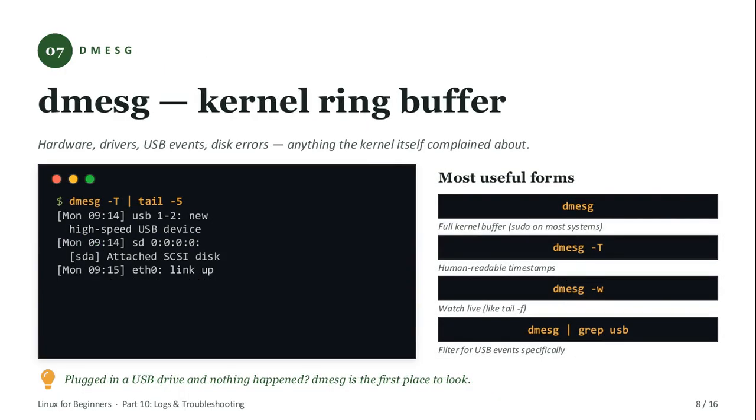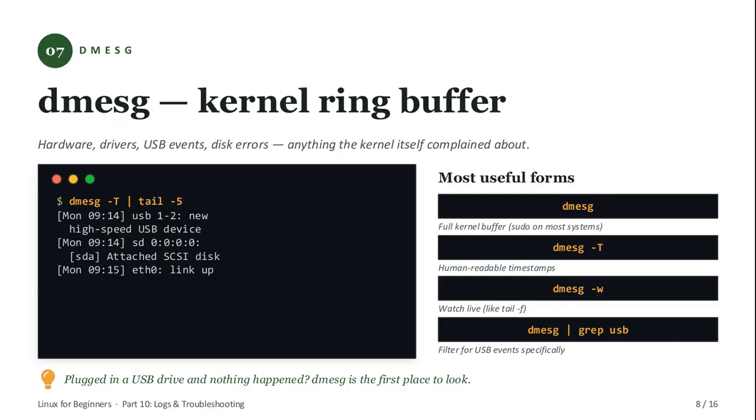Now, journalctl and the system logs cover most of what user space does, but the kernel keeps its own running commentary in something called the ring buffer. And that's what dmesg shows you. Think hardware events, driver messages, USB devices being plugged in, disk errors, network interfaces coming up. I almost always run it with -T for human-readable timestamps and pipe through grep when I'm hunting something specific. -w follows it live, just like tail -f. So next time you plug in a USB drive and nothing seems to happen, dmesg is the first place to look.